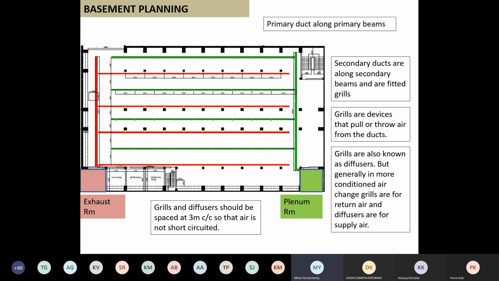Exhaust room and plenum room, as the name suggests, are exactly that. Exhaust will exhaust the stale and used air from the basement. Plenum is the provision of fresh air. Now, many a time you will see that if the basements are smaller or parking is not such a big issue, parking is happening on site, it's not a big requirement.